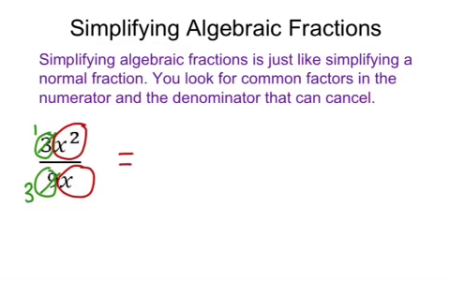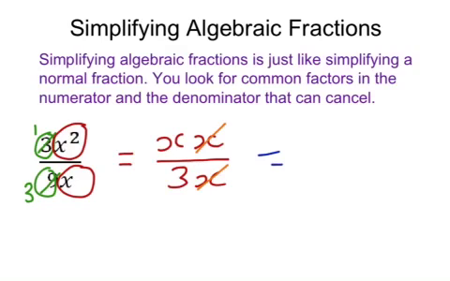Now at this point we remember that x squared is equal to x times x. So on the top we have x times x, and on the bottom we now have 3x. So one of the x's on the top cancels with the x on the bottom, and we are left with just x over 3.